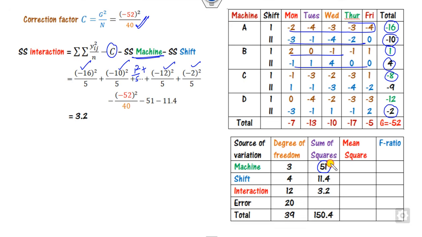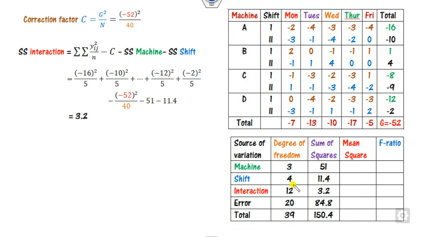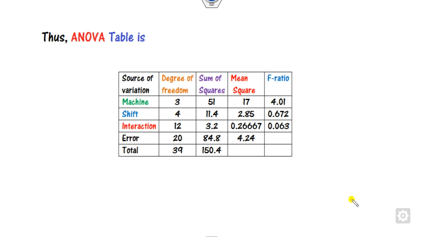SS machine we already computed as 51. 11.4 we already computed here. We will get this 3.2. Once you get this, you can easily compute this value. How you get this number is 154 minus the sum of these numbers. How you find this number is 51 divided by 3, 11.4 divided by 4, 3.2 divided by, and so on. You will get these numbers.